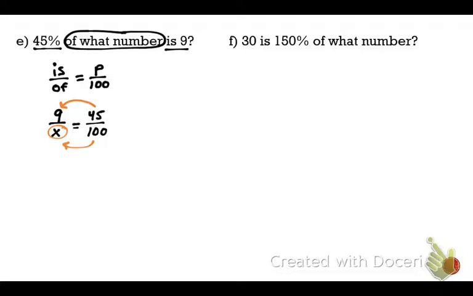Class, if I have something bigger and I'm going to something smaller, should I multiply or divide it? Divide. What is the missing link between a 45 and a 9? Divide by 5. Okay, so I'm working from the right side to the left side, divide by 5. Here you can see, class, 45 divided by 5 does equal 9. So then for the bottom, I am going to have to do the same thing. 100 divided by 5 equals what, guys? 20. So x equals 20.